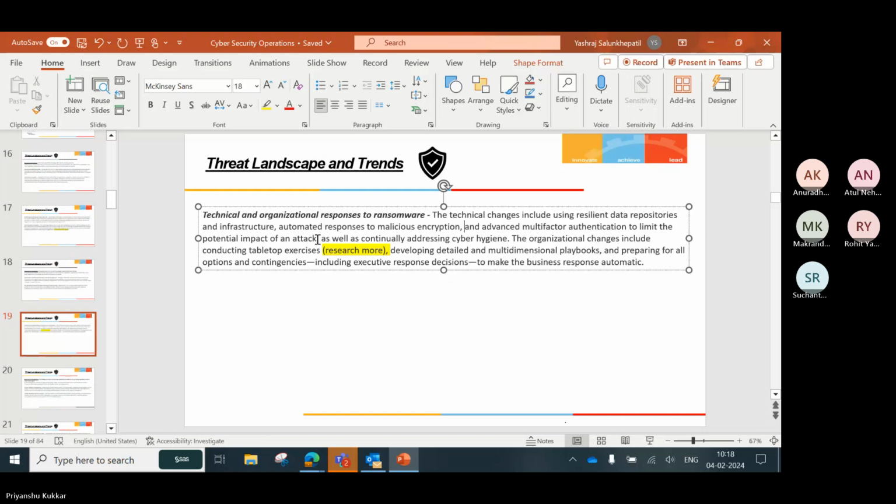ठीक है. Cyber hygiene is nothing but again being up to date. Okay. Keeping your antivirus up to date, keeping your OS up to date, keeping your application versions up to date, keeping your passwords up to date, and so on. What are tabletop exercises? I will take in next lecture.